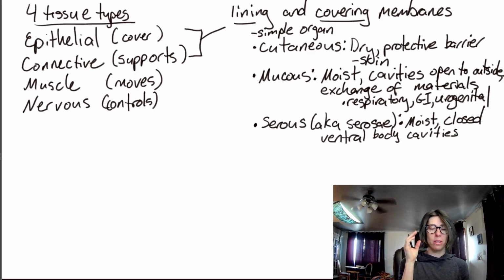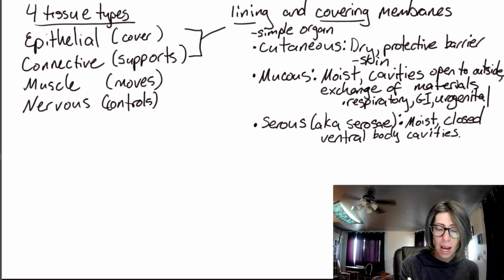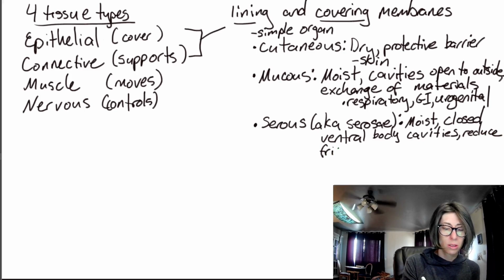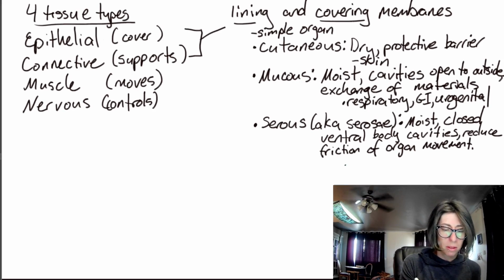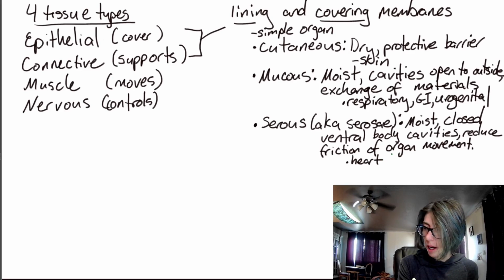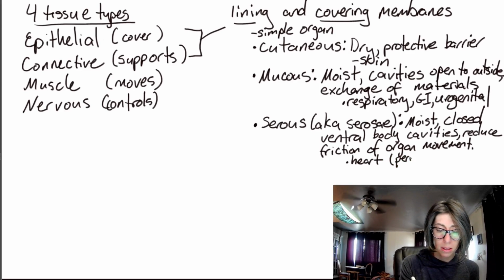So this is a moist membrane. It's in closed ventral body cavities, and its job is to reduce friction caused by organ movement. So I already gave you the example of the heart. The heart has a serous membrane called the pericardium.